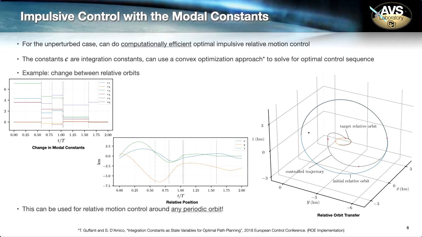So here I have an example demonstrating that. We change from one relative orbit here in blue to another one, this one in orange, over the course of 2 chief orbits using 5 small maneuvers. And maneuvers are indicated on these plots of the relative state in C space and in the relative position plot by these vertical lines. And they're indicated by red dots in this 3D plot over here.